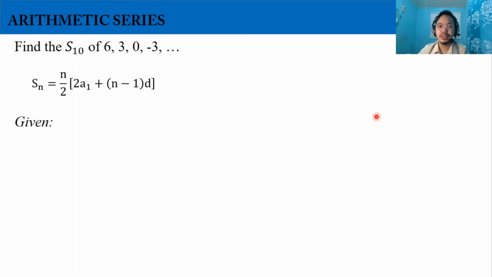So the given, let's identify. The a sub 1, or the first term, is 6. The common difference is negative 3. So how is it obtained? By subtracting the first term from the second term, we have 3 minus 6, that is negative 3. 0 minus 3, that is negative 3. The number of terms, or n, is equal to 10. And we have this unknown, S sub 10, or the sum of the 10 terms.